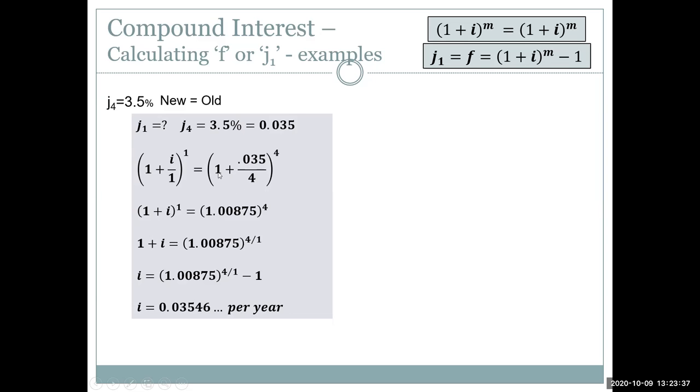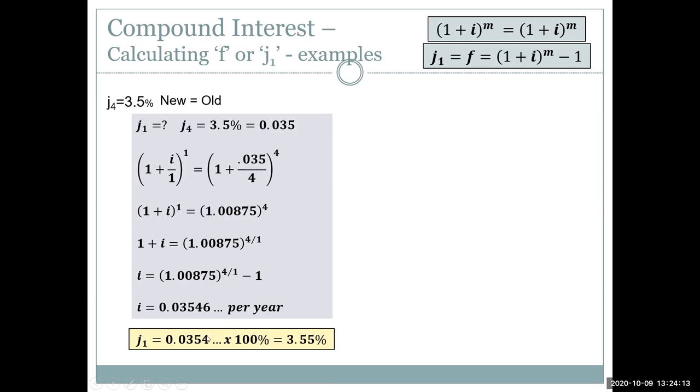Simplification, calculate what's in the brackets here. That's 1.875 all raised to the 4, 1 plus I to the 1. Do the simplification again to get rid of this exponent, divide through or raise each side to the 1 over that. So this is going to be 1, and this will be 4 over 1. Isolate your I. We need to do this to the 4 over 1. I'll subtract 1. And we get 0.03546. And again, per year, we put those words in there because it's a periodic rate.